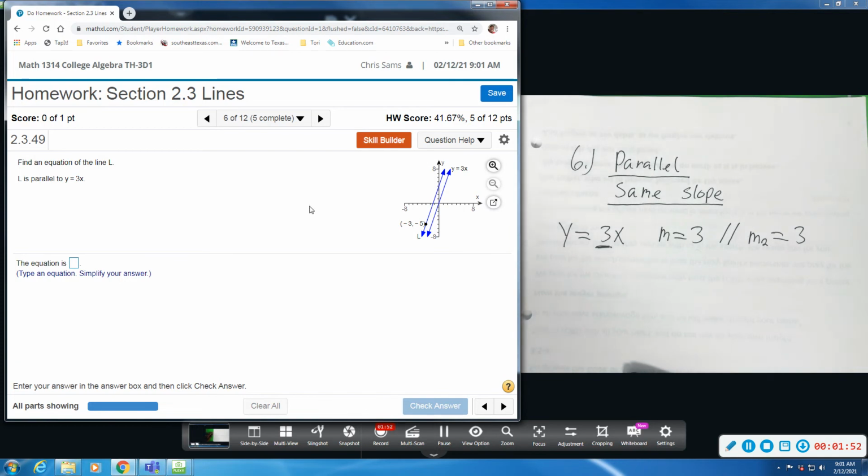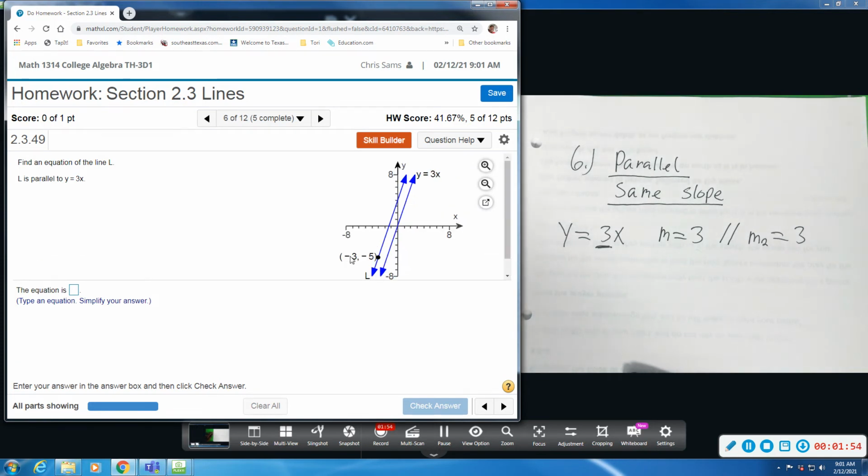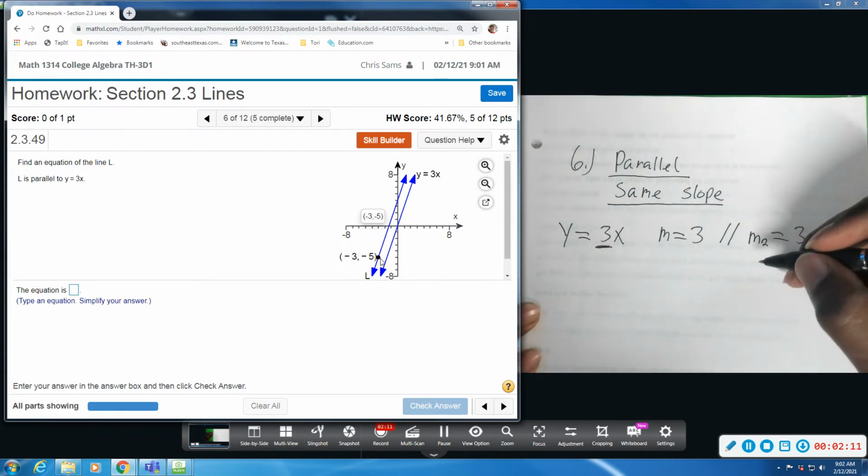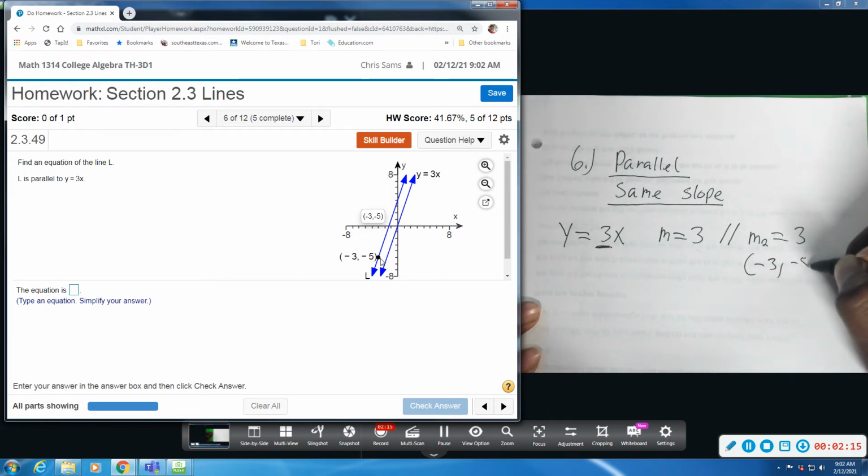If you look at this picture closely, you see that this one is y equals 3x. That's this line. They're showing you another line, and the only thing they give you is this point. So you already know the slope. They give you a point. So this point that we're giving you is -3, -5. I hope that you can conclude from the words they give you that you want to use point slope form, because you have a point and a slope.